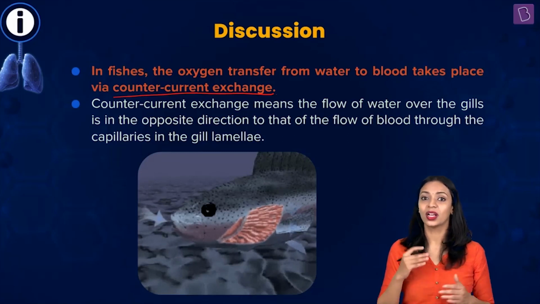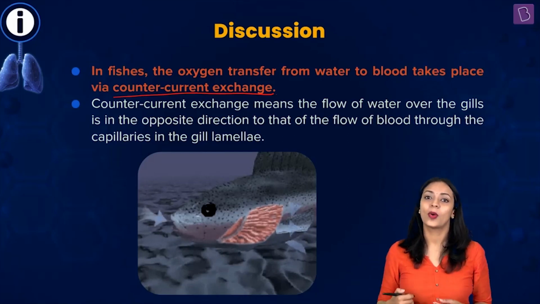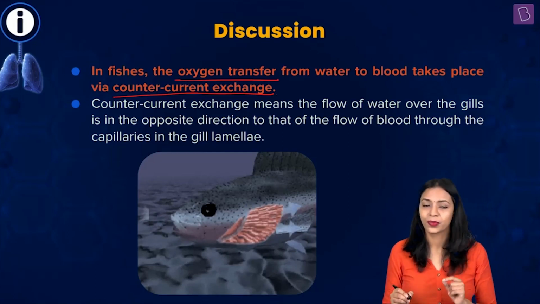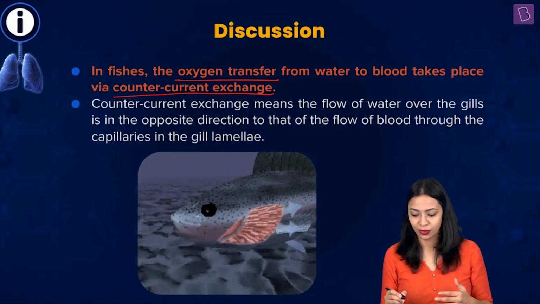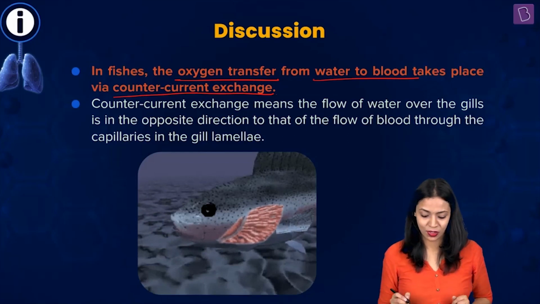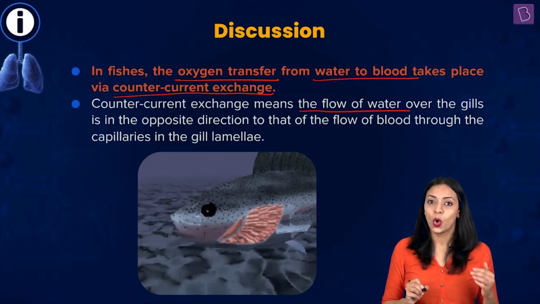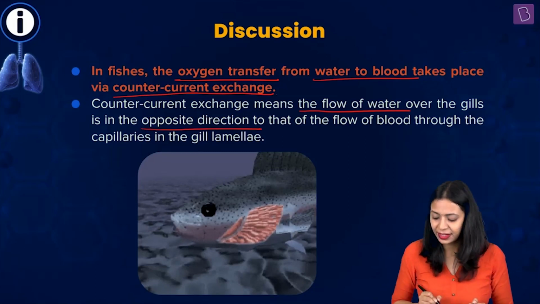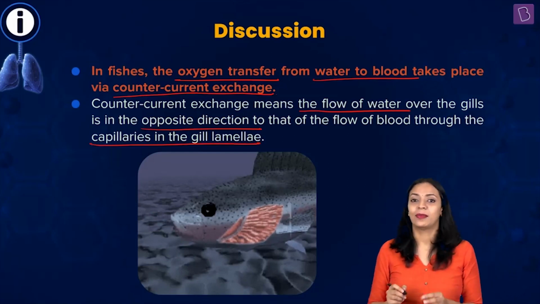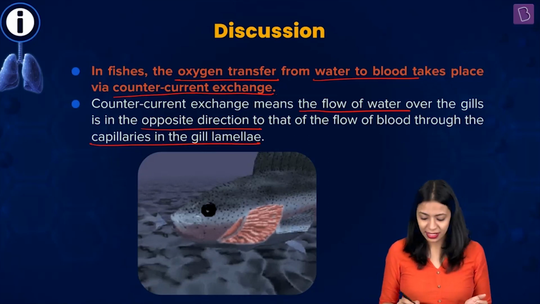That is why it is called countercurrent exchange, because flow of these two fluids is happening in the opposite direction. So in fishes, the oxygen transfer from water, remember fishes take in dissolved oxygen from water, to blood takes place via countercurrent exchange. Countercurrent exchange basically means the flow of water over the gills is in the opposite direction to that of flow of blood through the capillaries in the gill lamellae. What are capillaries? Capillaries are thin blood vessels. So the first statement is correct.